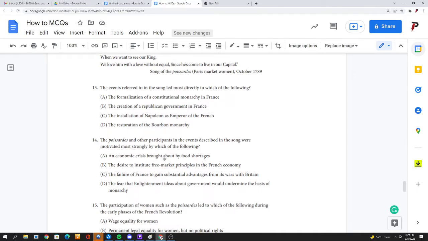Right? An economic crisis brought by food shortages. You would know that because you know that Paris market women are typically very poor. I mean, they don't have much economic ability. All they do really is simply rely on their husbands for making the money and providing them food. So, of course, if there's a food shortage, that's definitely going to be an issue for Paris market women.